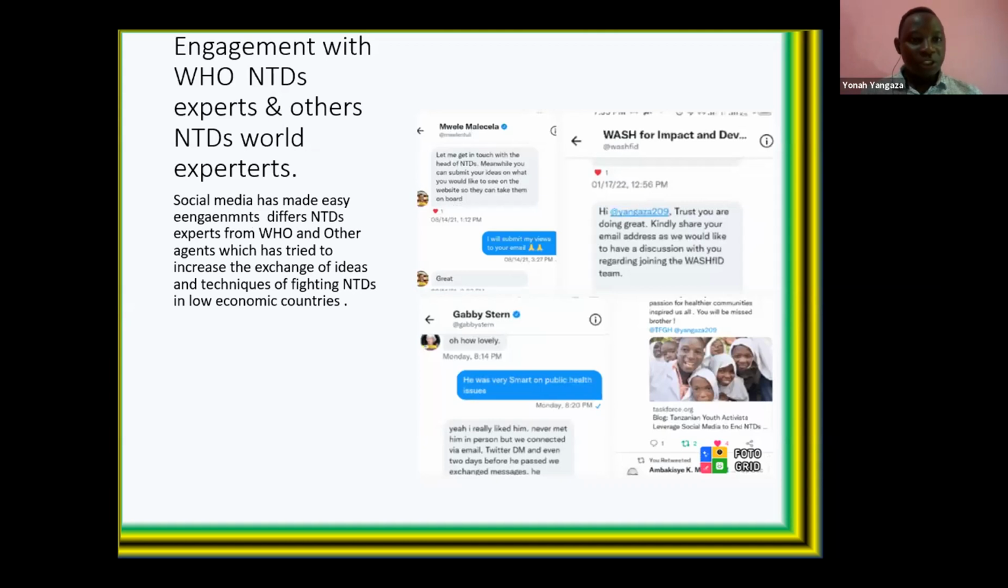Social media has made it easy to engage different NTD experts from WHO and other agencies, which has increased the exchange of ideas and techniques of fighting NTDs in low economic countries. As you see, some of the screenshots show various experts on fighting NTDs. We have Gabi Stems, the director of community communication at WHO. We have the WASH for Impact Development experts from Nigeria.